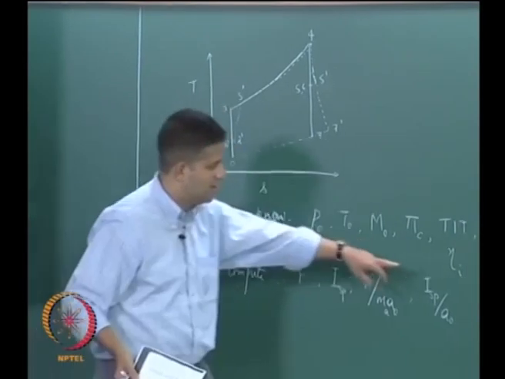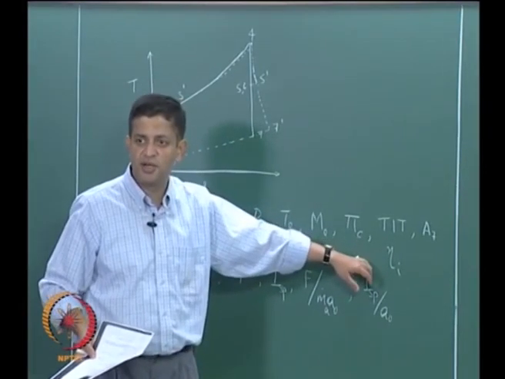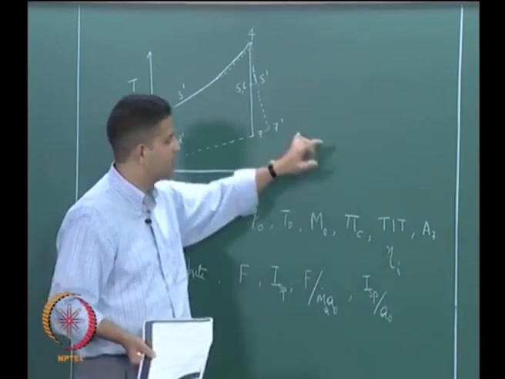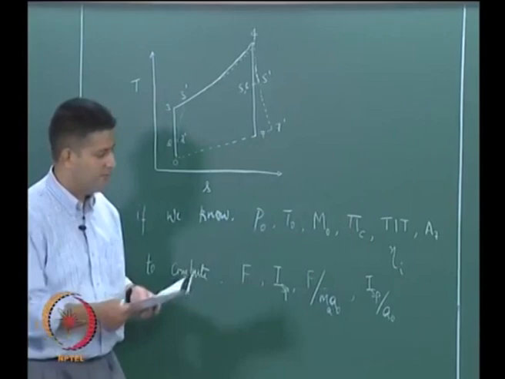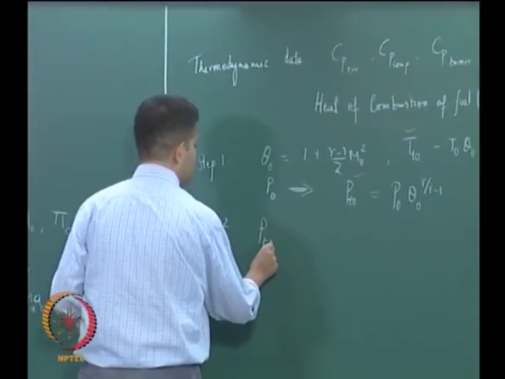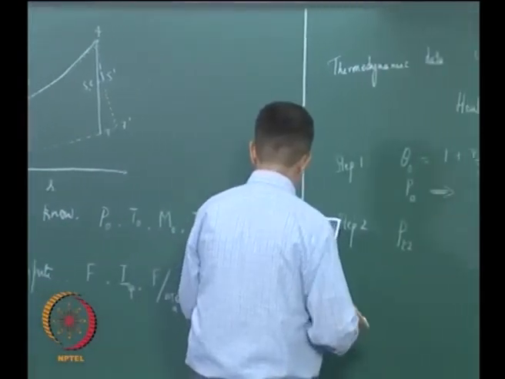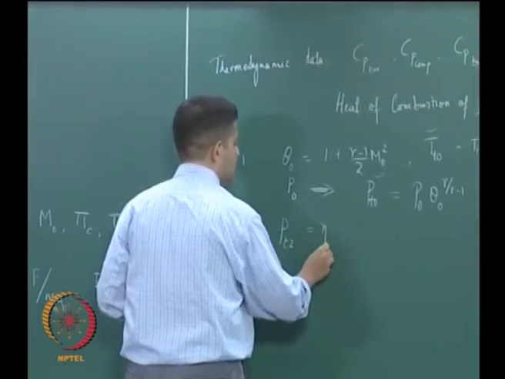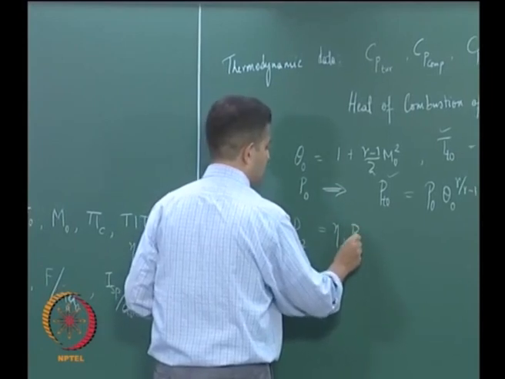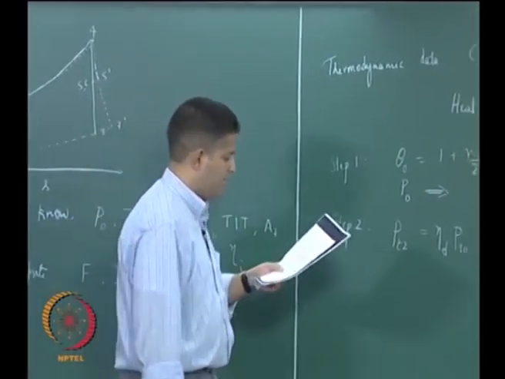So if I know all the efficiencies, fine, that is diffuser efficiency, burner efficiency, compressor efficiency, turbine efficiency, and then nozzle efficiencies, I can calculate some of these parameters. So let us do that. I need PT2, that is pressure at this point. So I will get that by eta diffuser into PT naught, okay.